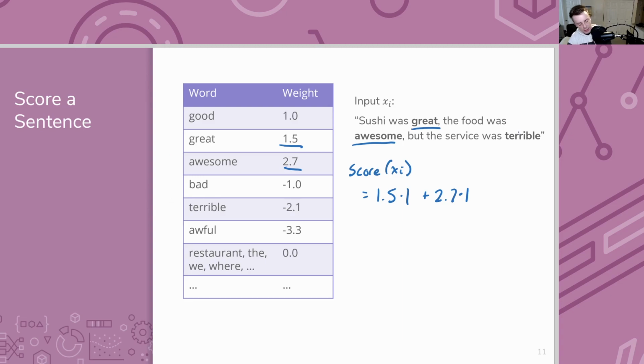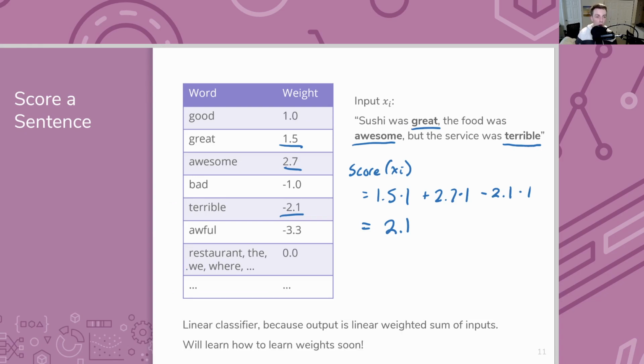But then also there's the word terrible in this review. And with the word terrible, that has a negative coefficient, so we'll subtract off 2.1 times 1. And then we add all of these numbers up, and we end up with an overall score of 2.1. And that's what we're going to say is the score of this sentence. We'll come back to how to interpret that score. Now, we call this a linear classifier because the output is a linear combination of the inputs. That's a fancy word for saying it's a weighted sum with coefficients.